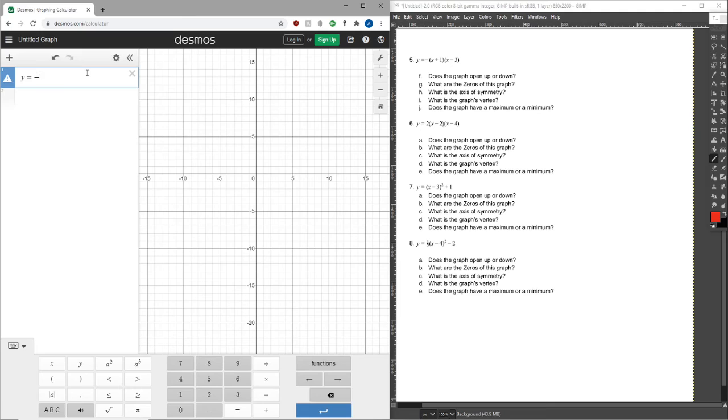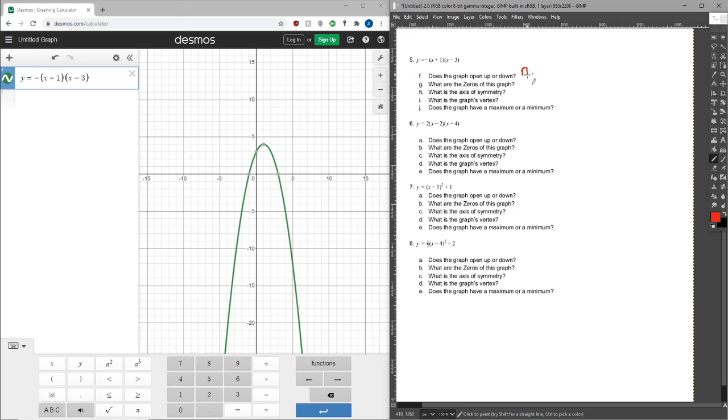So let me get that entered in for you. So negative x plus 1, x minus 3. Okay, now it has graphed it for us. Just like the other forms, if the function has a negative out front, it will be upside down. That's what negative functions look like. So we can say that the graph opens down.